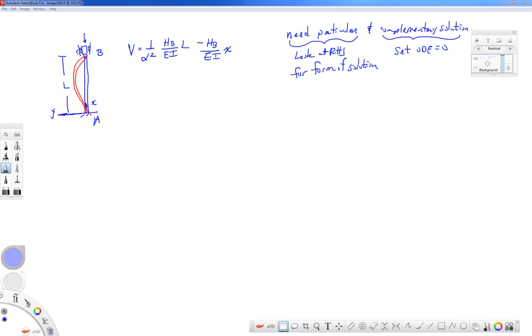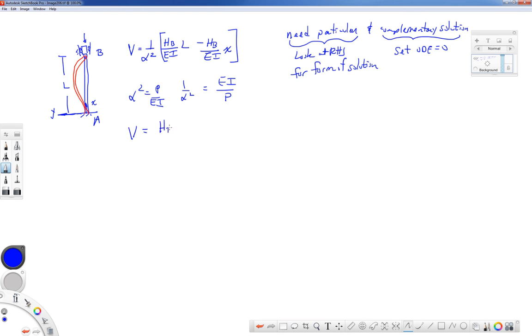All right, and I need a bracket to go around this term. So I'm dividing both sides. Now we know what alpha squared is. If you remember, alpha squared we said was P over EI. So 1 over alpha squared is going to be equal to EI divided by P. So let's see what we've got.